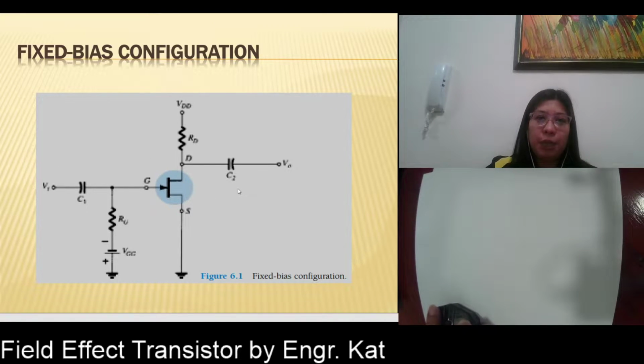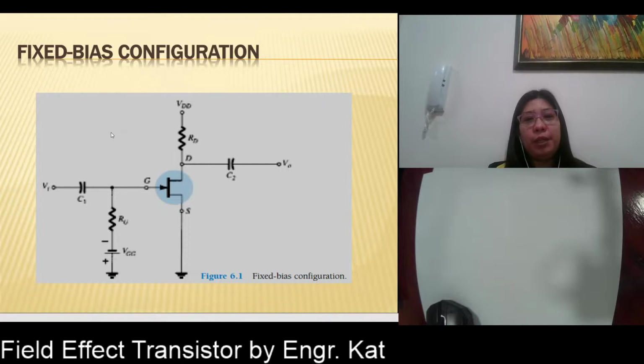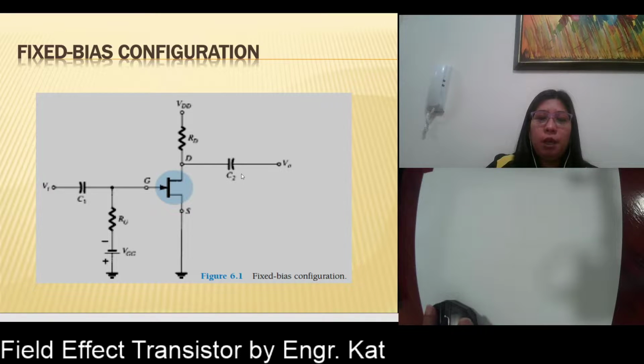Just like what we did in BJT, we will be separating your AC analysis from your DC analysis. So what are we going to do? For DC analysis, your two coupling capacitors here, your C1 and C2, will just act as an open circuit. Okay, if these are open circuits, that will leave us with this circuit here.